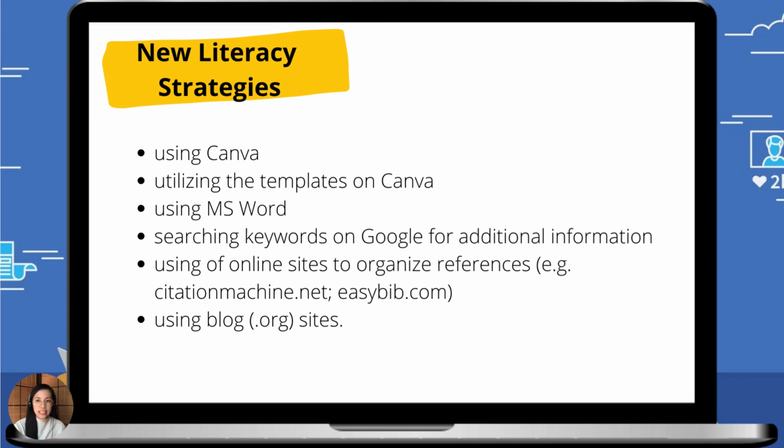Participants frequently elicited the new literacy strategies of using Canva, utilizing the templates on Canva, using MS Word, searching keywords on Google for additional information, using online sites to organize references, and using blogs. And findings reveal that the majority of the new literacy strategies elicited from the participants belong under the process of communicating information. Furthermore, this suggests that the students are knowledgeable about the applications and websites they could use to present their answers to the questions or tasks given to them.